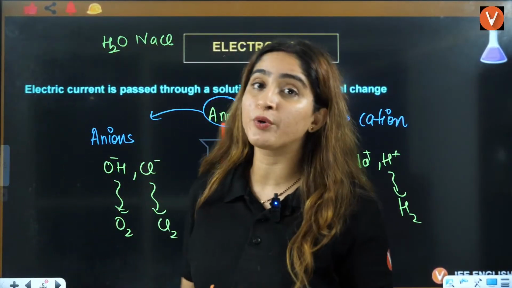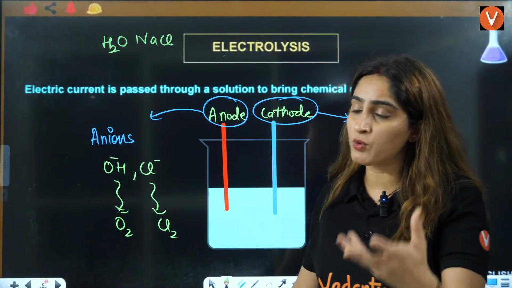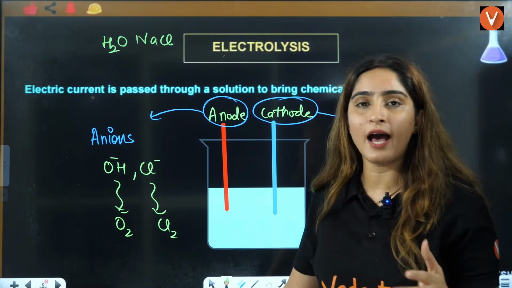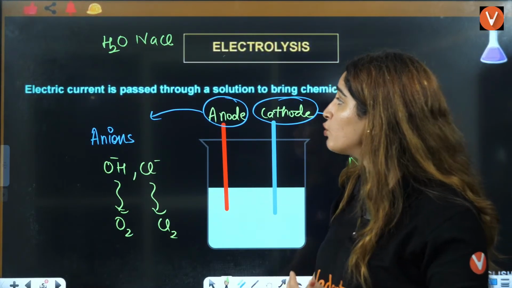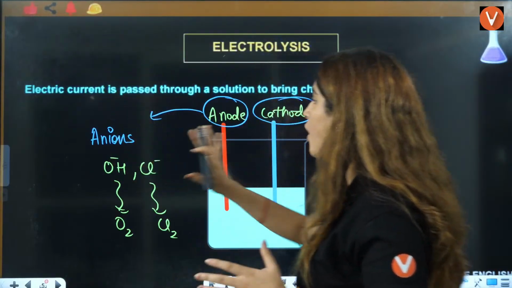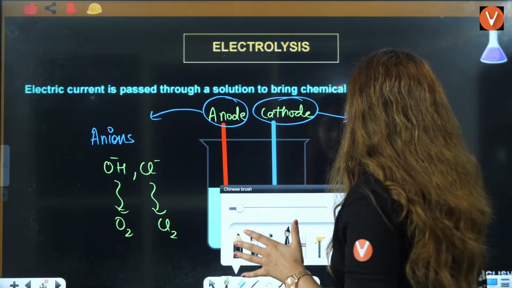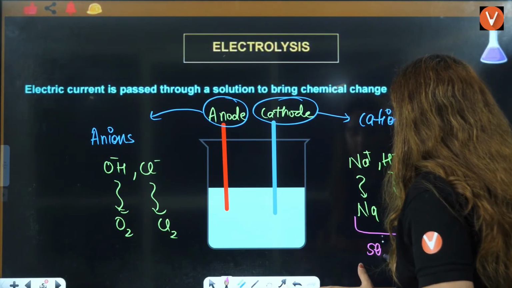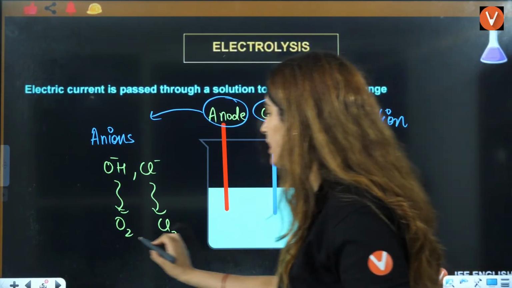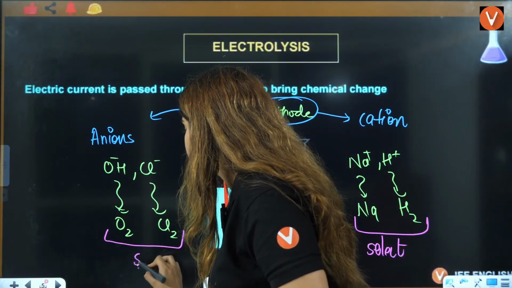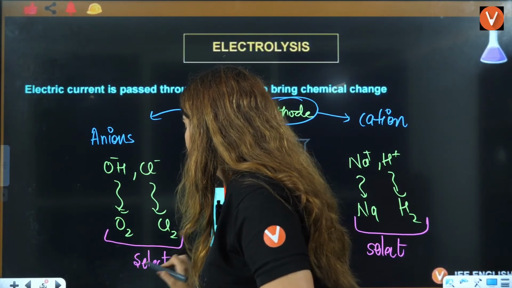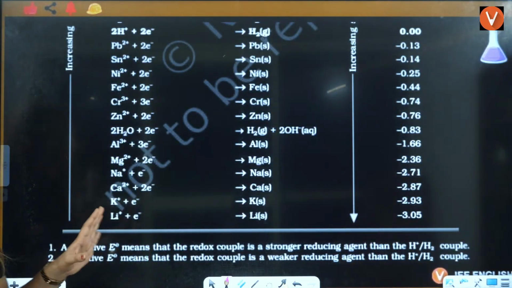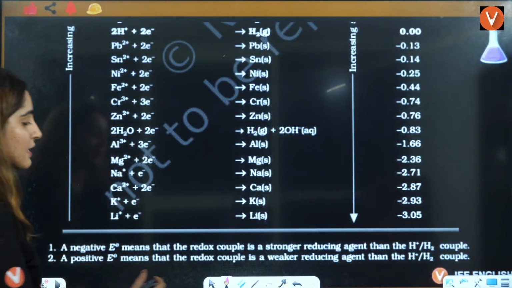So only one product can be there at the anode side and one product at the cathode side. We can't have too many things, so we have to choose. We have to do the selection: out of these two we have to select, and out of these two also we have to select. So while we are selecting, how do we do that? Let's see that in the comment over here.